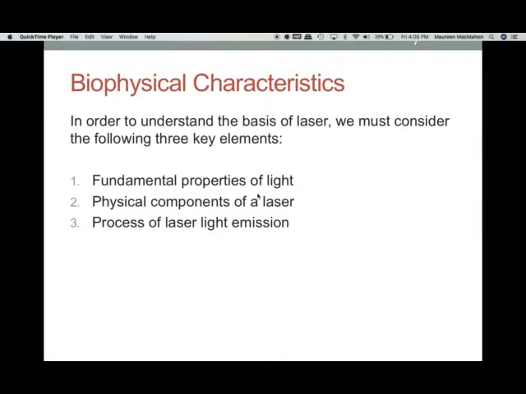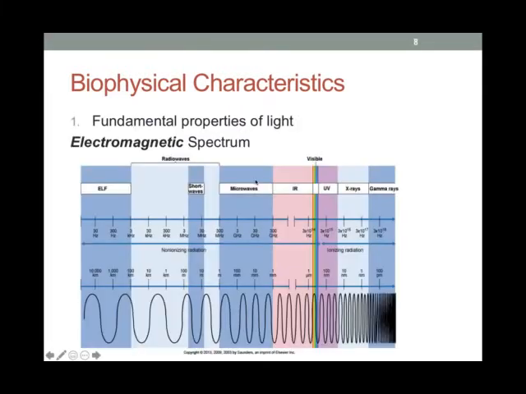Okay, in order to understand how lasers work, we're going to talk about three key elements. The first is going to be the fundamental properties of light. So what is light? The physical components of a laser, and then the process by which laser light is emitted.